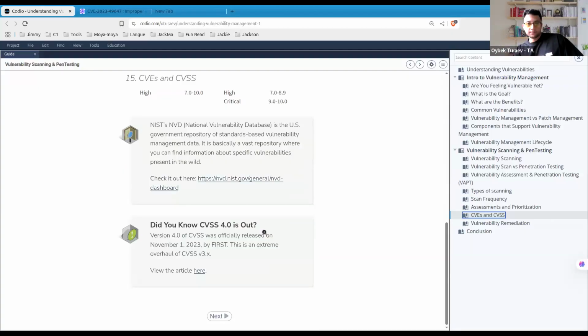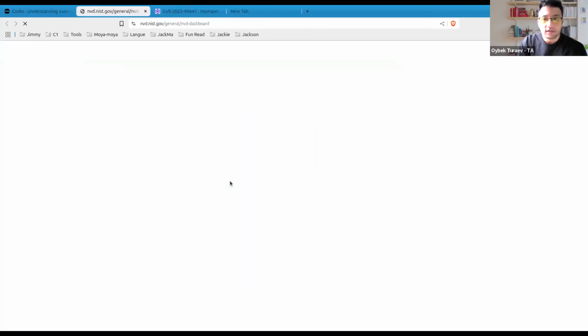and critical 9 to 10. The National Vulnerability Database is the US government repository of standards-based vulnerability management data. Okay, sometimes there was news that the government could stop this organization, but hopefully they get a contract for the next year. That's a really good organization which takes care of all this information concerning vulnerabilities, okay? NIST NVD, you can visit their site and see.